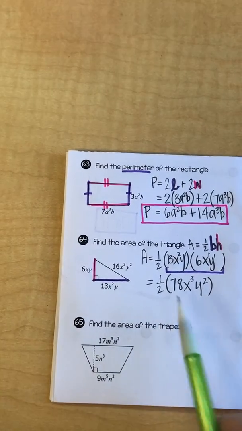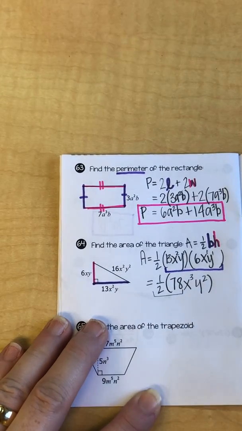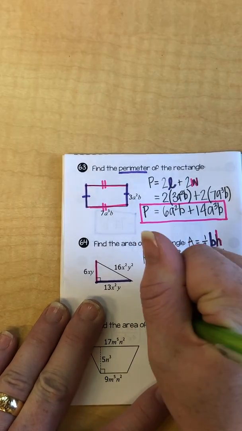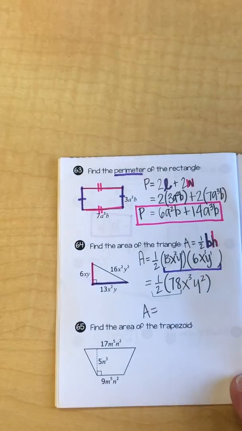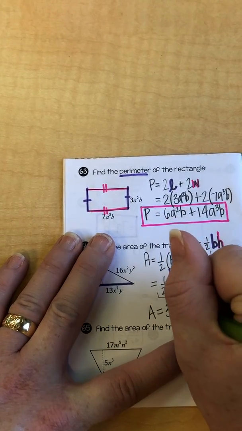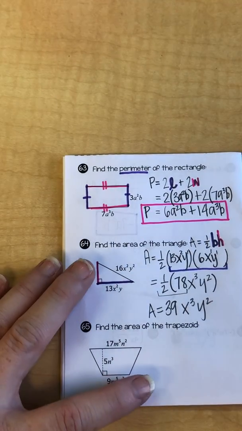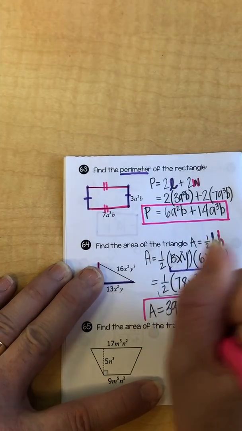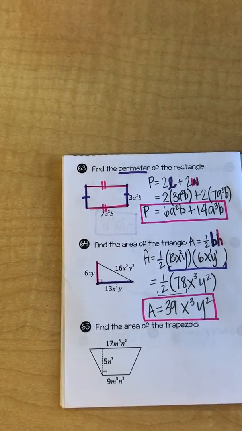And the last thing that I'm going to do here, I'm only going to take half of this number, okay? I don't want to do anything to my exponents. So 78 cut in half is 39. So the area of my triangle is 39 x cubed y squared. Okay, nothing more than that. I wasn't given any units, so I don't have to worry about any of that. Okay?